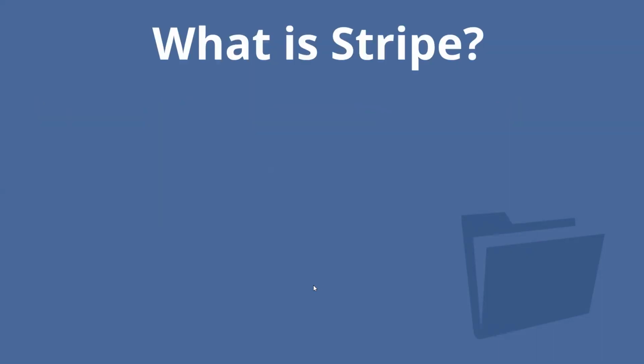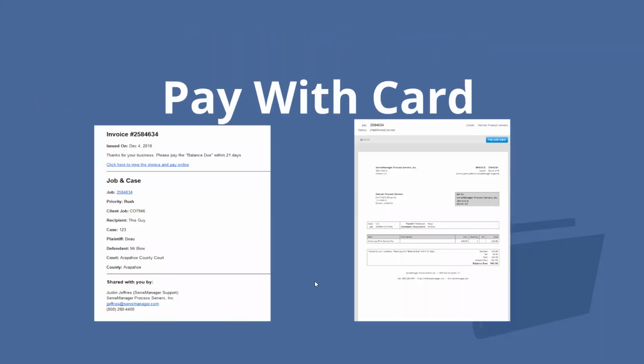So I'm going to show you what these links look like. First, when you email the invoice, this is what it'll look like on your left. And it says, click here to view the invoice and pay online. So when they view this email that you sent over, they'll be able to click on that link.